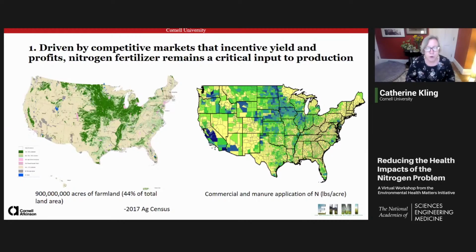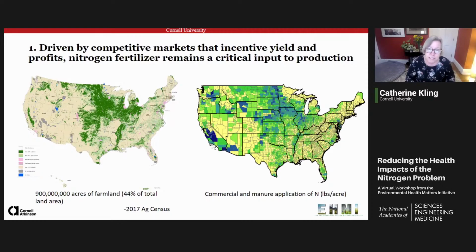So again, just a bit more context. Takeaway 1, we have a very large and productive agricultural system that uses nitrogen fertilizer extensively. On the left, you see a map of the footprint of farmland in the United States. The key point here is that there is an enormous amount of land that we use for growing our crops, food, fiber, and in many cases, fuel. Ethanol is an important output.